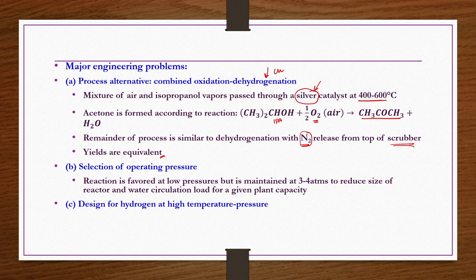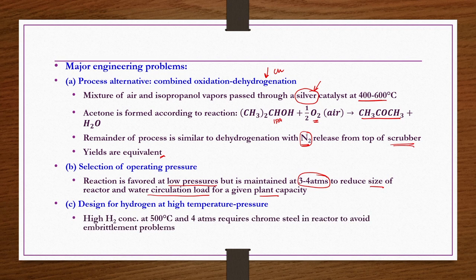Regarding reaction operating pressures, the reaction is favored at low pressures, but 3 to 4 atmospheres or even 5 atmospheres are maintained to reduce the size of the reactor and the water circulation load for a given plant capacity.